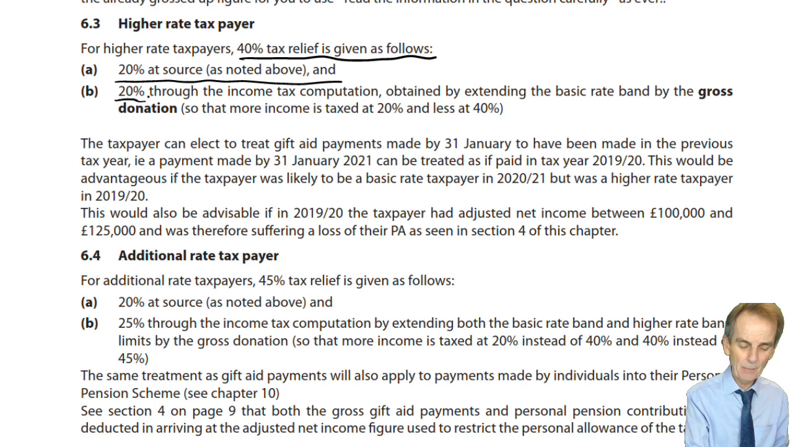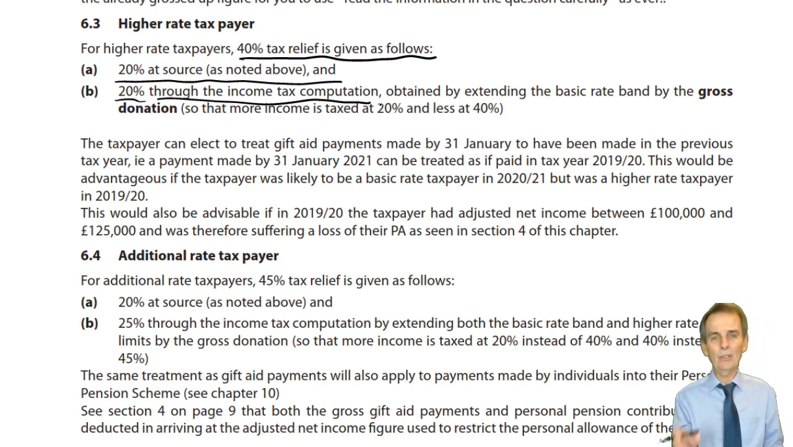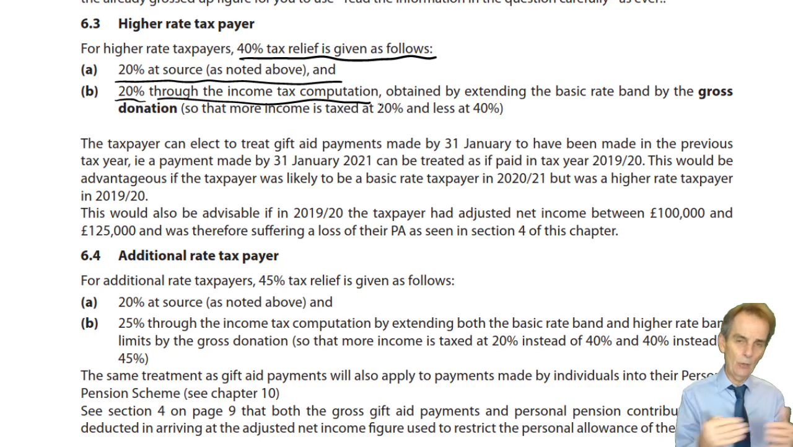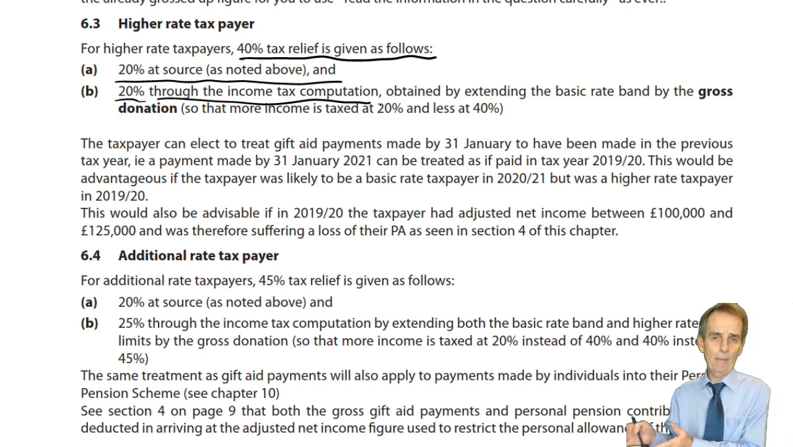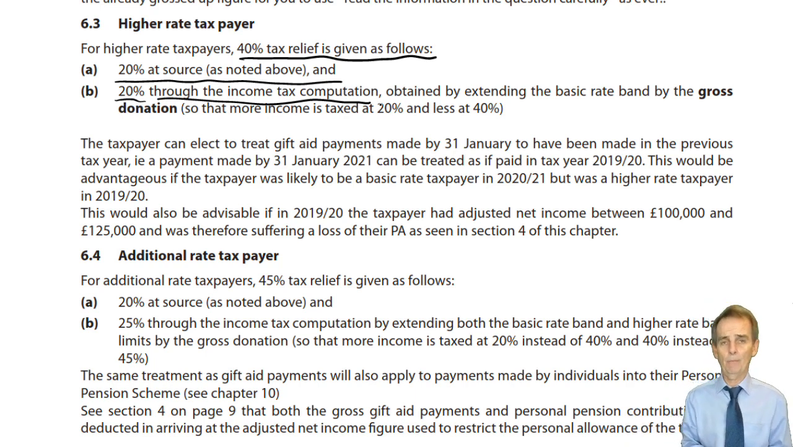Then the extra 20% to bring us up to 40% higher rate goes through the income tax computation. And this is the bit that you need to know. You don't have to worry it's 20% here, 20% there. What you need to know is, what do I do on my income tax computation? And before you attempt to calculate the tax liability, we are used to using a basic rate band limit of £37,500. When we come to it, a higher rate band limit of £150,000.